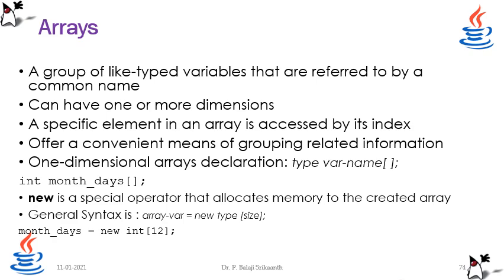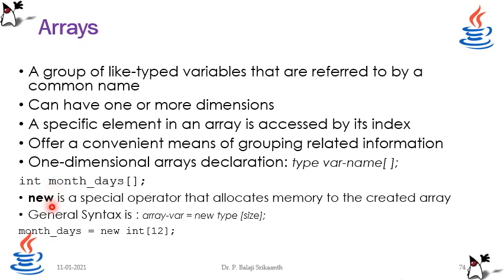One-dimensional array declaration could be done like this: type, variable name, followed by a pair of square brackets. If it has to be a two-dimensional array, then it will be followed by another pair of square brackets. The number of pairs of square brackets specifies the number of dimensions. This is an example for declaration of a one-dimensional array.